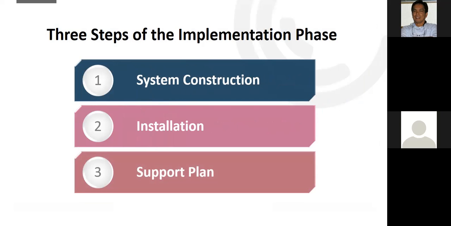What do we mean by system construction? System construction is when the system is built and tested to make it perform as designed. Second is installation. Installation is the preparation to support the installed system. And the third is support plan. When we say support plan, this includes a post implementation review or can be a backup plan.